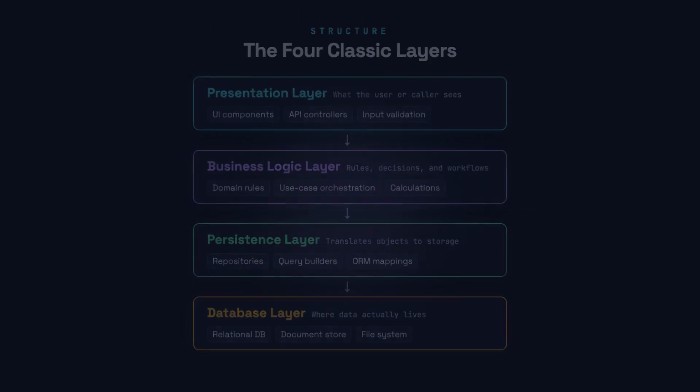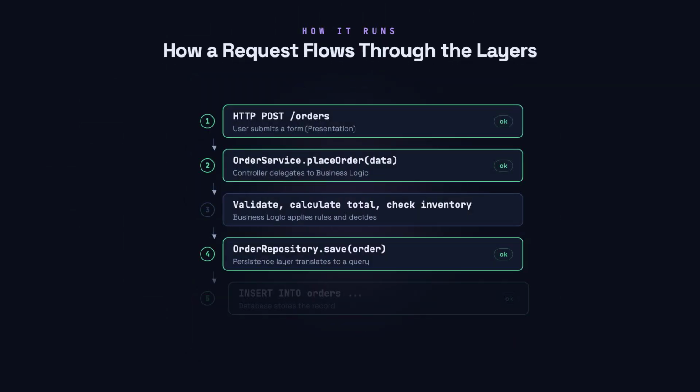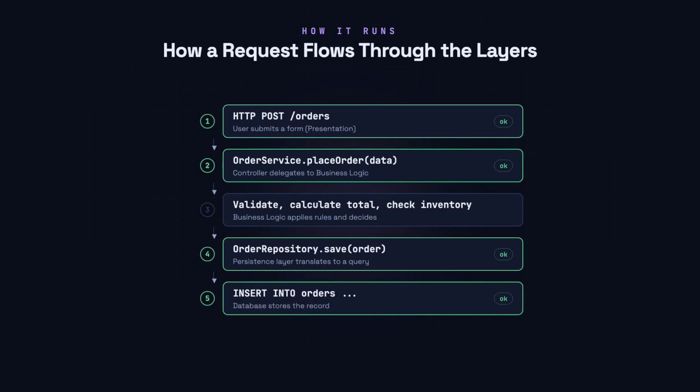Follow a single request top to bottom. A user submits an order form. The presentation layer receives it, validates the raw input, and hands a clean data object to the business logic layer. Business logic applies domain rules, checking inventory, calculating the total, and then asks the persistence layer to save the result. The persistence layer maps that object to a SQL statement, and the database stores the row. The key consequence is separation of concerns. Each layer can change independently as long as it keeps its contract with the layer above.